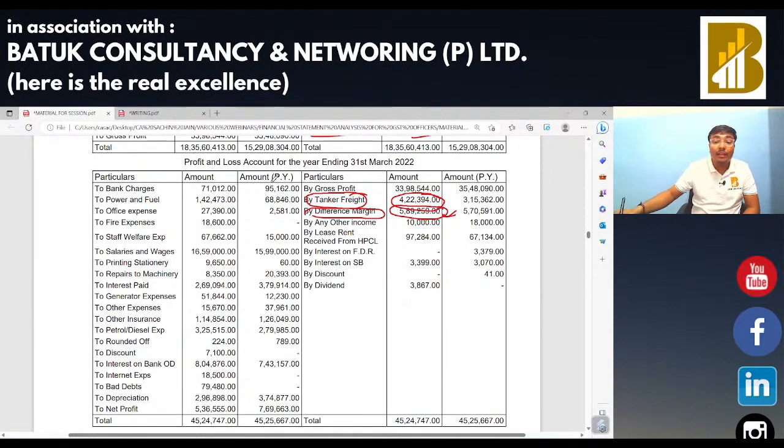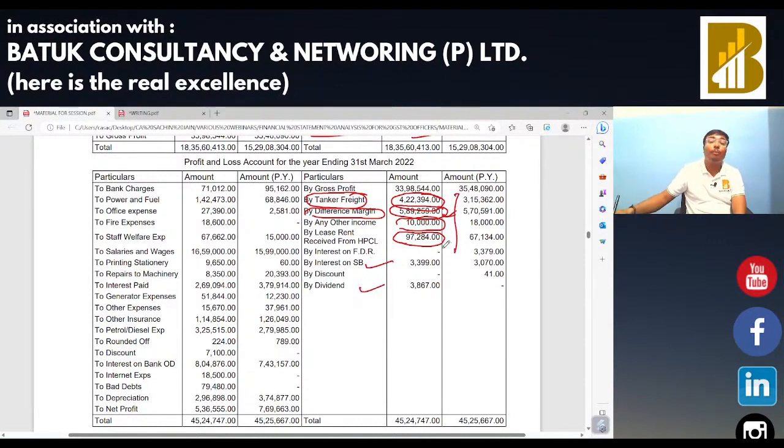In case of any other income, we just need to take the nature of that income, and on account of that nature, we need to charge GST. Lease rent received from HPCL, so on that lease rent GST should be chargeable. Interest on savings bank account, there is no GST on that. Dividend, there is no GST in that particular case. So we need to check these things.